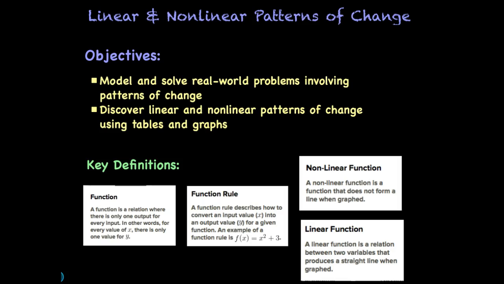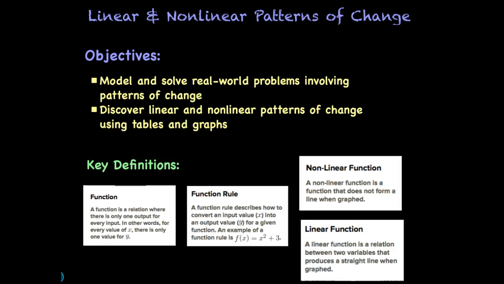Function. Remember, we talked about a function. It's a relation where there is only one output for every input. So in other words, for every value of x, there can be only one value for y. If we have an input of 2, we can only have one output, say 3. We can't have 2 give us an output of 3 and 9, for example.